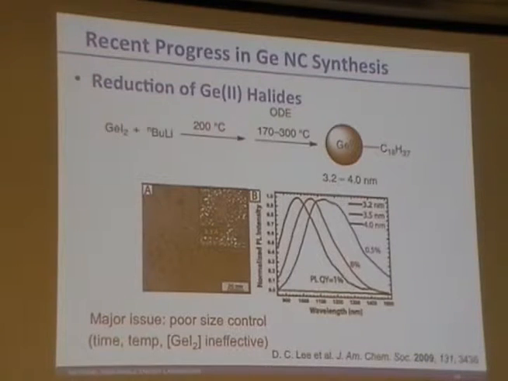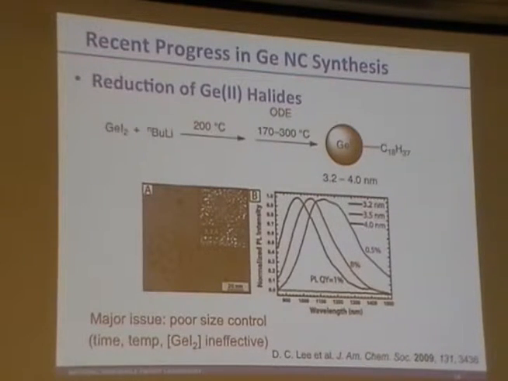And so when I entered the field about 2009, a publication from Victor Klimov's group at Los Alamos had just been published showing that you can take germanium-2 iodide and reduce that with butyllithium in amine solvents in the presence of octadecene to get your germanium octadecyl capped particle. And I'm sure you're all familiar with how nanoparticles are made in this hot injection technique. Basically, you dissolve the germanium diiodide in your amine solvent, and then you quickly shoot in your reductant, in this case butyllithium. It's very similar to the quantum dot technique where you have a hot solution and you inject in your precursors and you get that quick burst of nucleation. It's exactly what happens here.